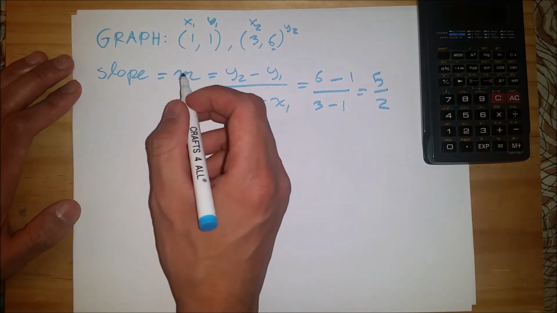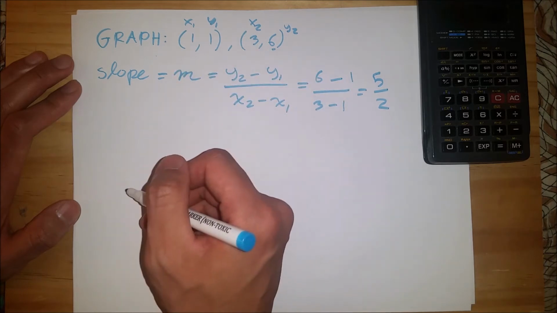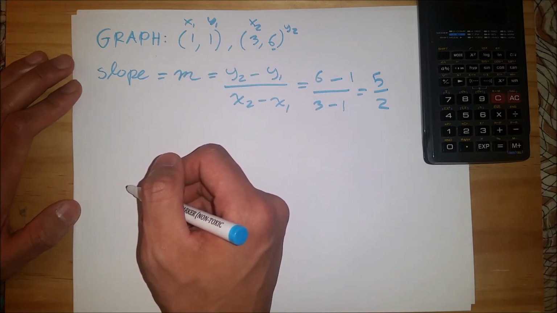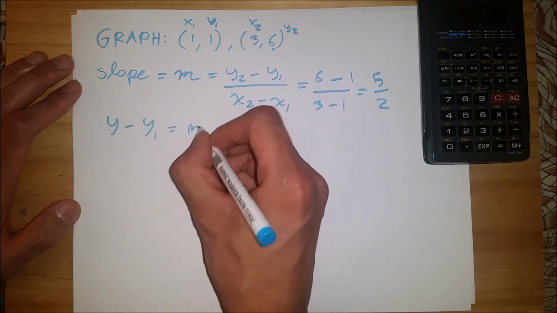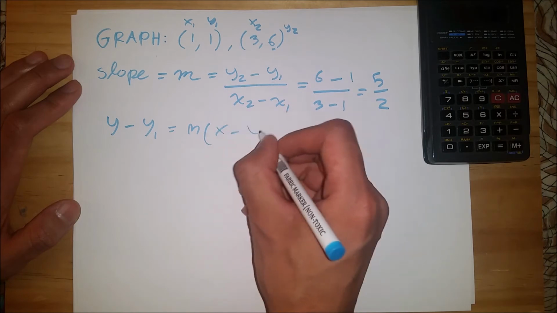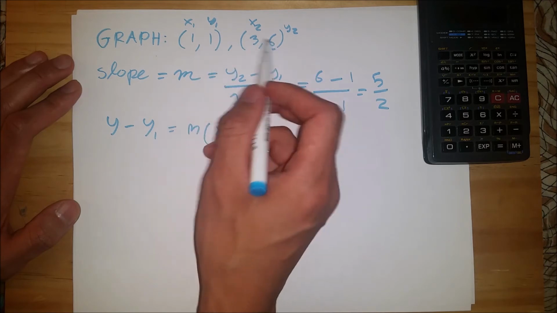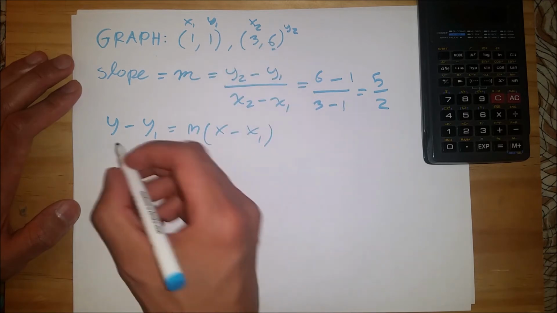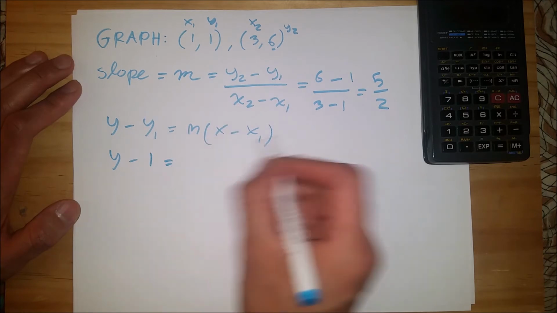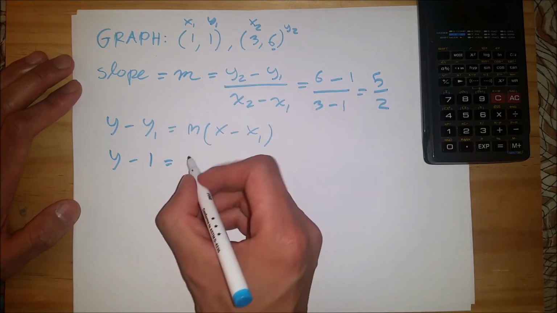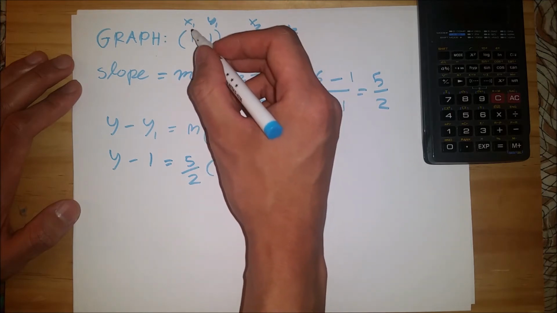That is our slope. And to graph this, we have to use this equation here, y minus y1 equals m times x minus x1. For y1 and x1, we can use any of these points here, so we just use the first one. So y minus y1, which is 1, is equal to the slope 5 over 2 times x minus x1, which is 1.